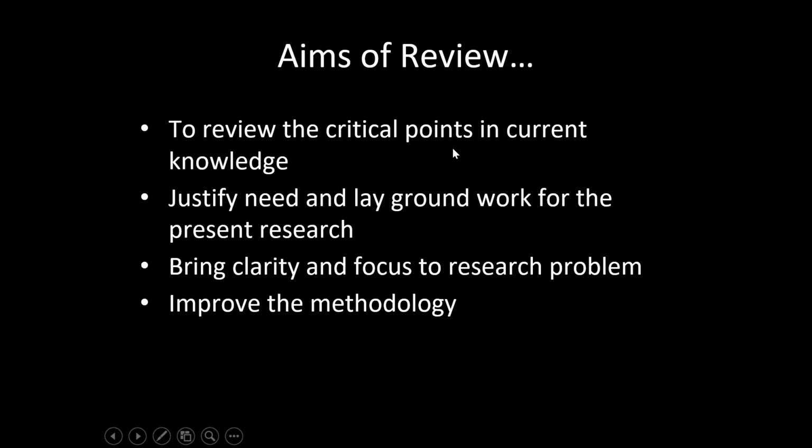We want to review the critical points in the current knowledge, what is available, and we want to critically see it, keeping in mind our own research question. Then justify the need and lay the groundwork for the present research. Are there too many studies on FCM? In fact, if I'm finding too many articles on Google, then better not do that research. A lot has already been done. And if you find a meta-analysis, definitely don't do it, I think, because a meta-analysis means the subject has been dealt with nicely in literature. So do something different, something new, something fresh.